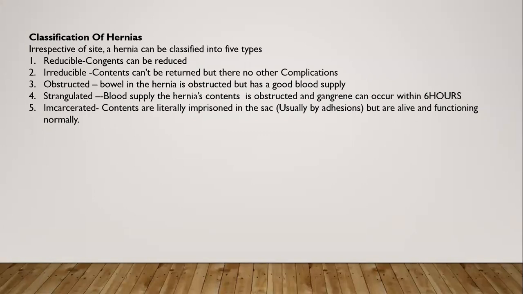So reducible, they can be reduced. Irreducible, they cannot be reduced, but the contents are just okay. Obstructed, there is an obstruction in there, but the blood supply is just okay. Strangulated, the blood supply has been impaired and gangrene is likely to occur within 6 hours. And for incarcerated hernia, the contents are literally imprisoned in the sac, usually by adhesions, but are alive and functioning normally. That's what we should not forget.